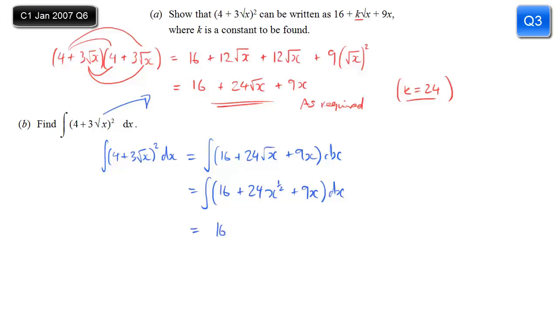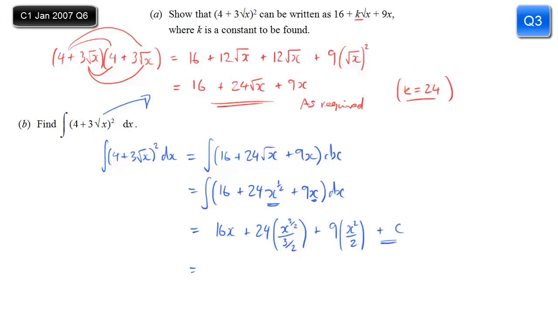So 16 becomes 16x. Then we have 24 lots of what you get when you integrate x to the power half. So increase the power by 1, which is x to the power 3 over 2, and divide by the new power. And then we have 9 times whatever we get when we integrate x, which is x squared divided by 2. And of course, don't forget plus c.